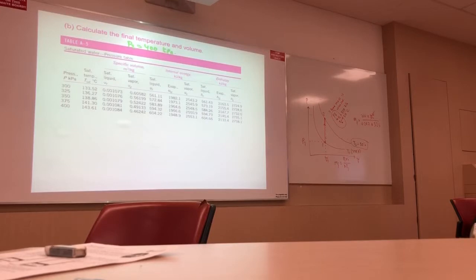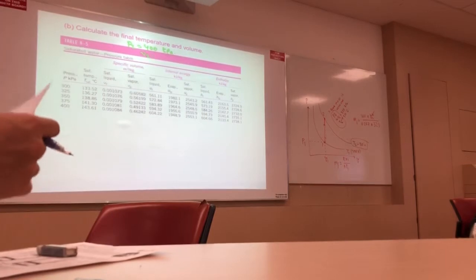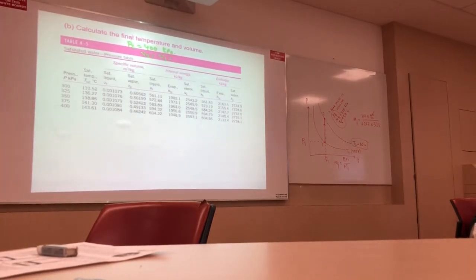What is the final volume? Tell me. V1 and V2 are the same, right? Yes. V1 and V2 are the same. No, 0.62. 0.6204 meter cube per kilogram. Okay.